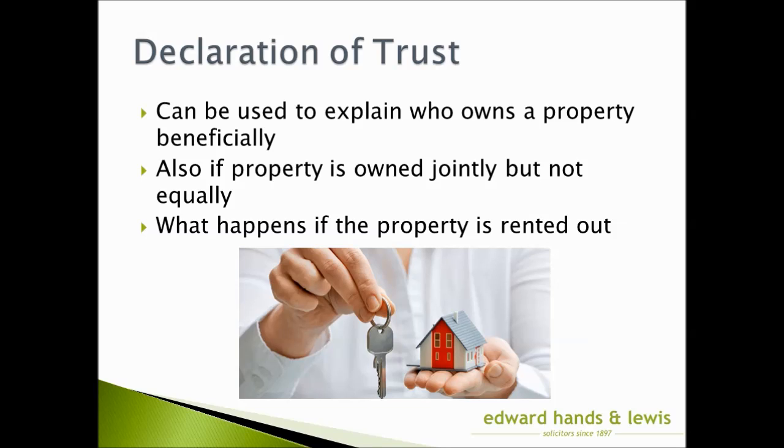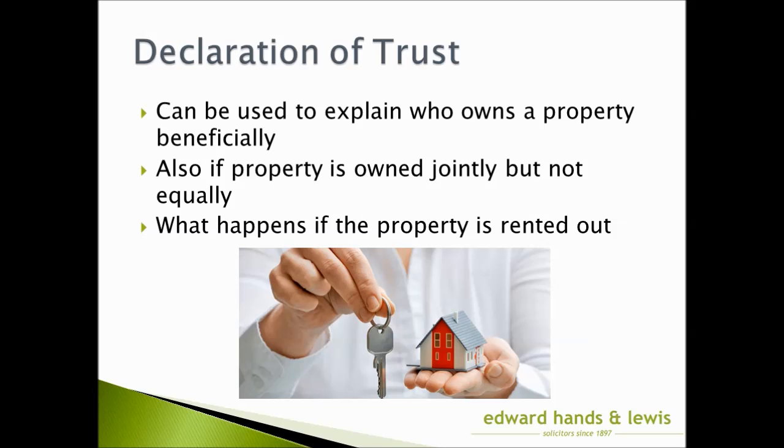Again, this can be a simple declaration of trust, or it could be slightly more complicated. It could explain who is responsible for paying the mortgage, or who is also responsible for paying for repairs or maintenance of the property. So that can be a straightforward document or a bespoke document for your clients. If a property is rented out, that will obviously have an impact on the income that is received by each party. So again, if you've got that 25-75% split, 25% of the income may pass to one party and 75% may pass to the other. Again, also the equity being split would be evidenced by what's in the declaration of trust.